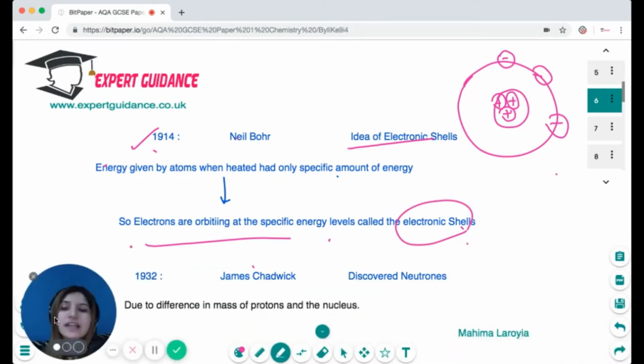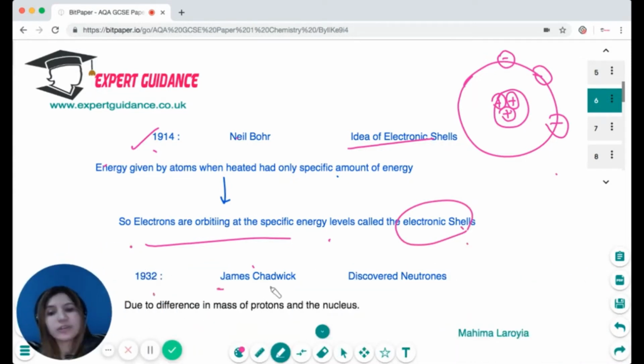Then there was another scientist who came in 1932 called James Chadwick. The observation was, when they were taking the mass of the neutrons and the mass of the protons, there was a mismatch. Although the atom was still neutral charge-wise, there was a difference in masses.